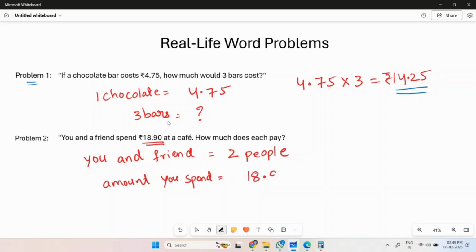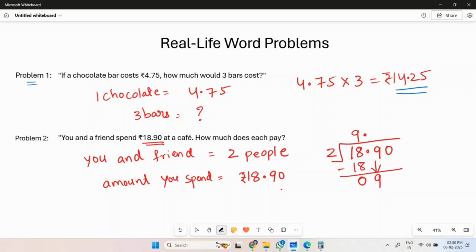What we have to do? Here we have to divide 18 rupees 90 paise by 2 people. That means 18.90 divided by 2. While dividing a decimal number by a whole number, first we divide the whole number part. 2 times 9 is 18. Remainder is 0. Put a decimal point on the quotient place.